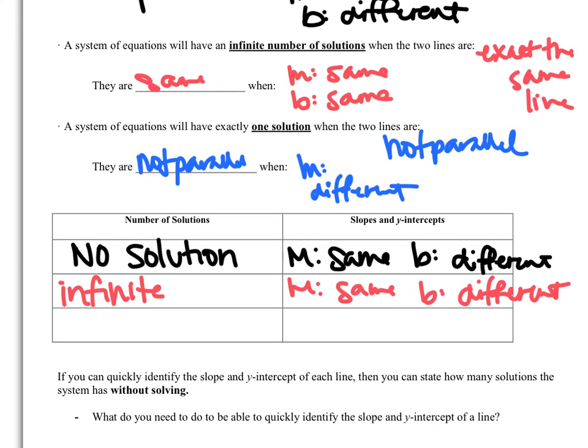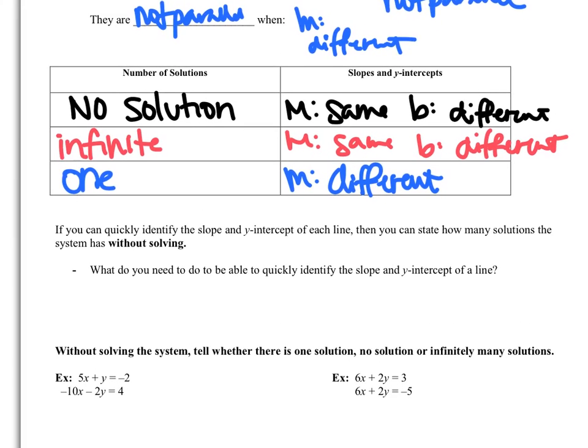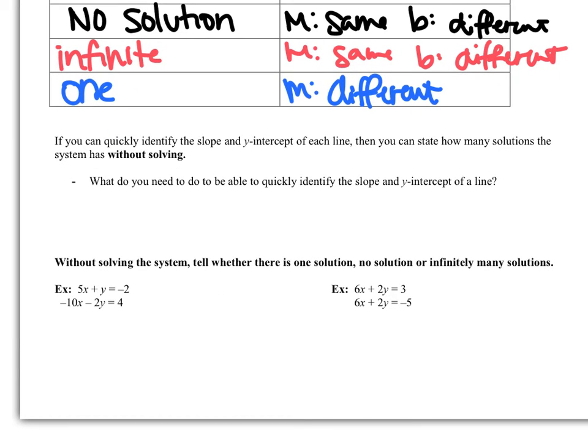So I'm going to put that down here. So it's possible to have one solution when the slopes are different. Now, the y-intercept could be the same, the y-intercept could be different, it really doesn't matter. If it was the same, that would actually just mean the y-intercept is the point of intersection. If it's different, they just intersect somewhere else.